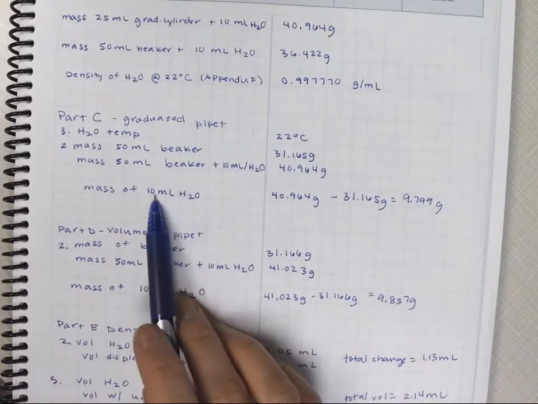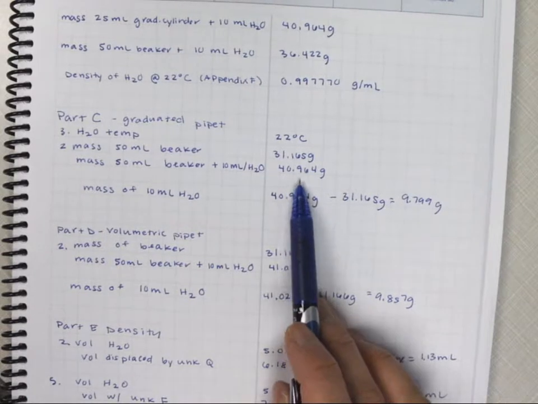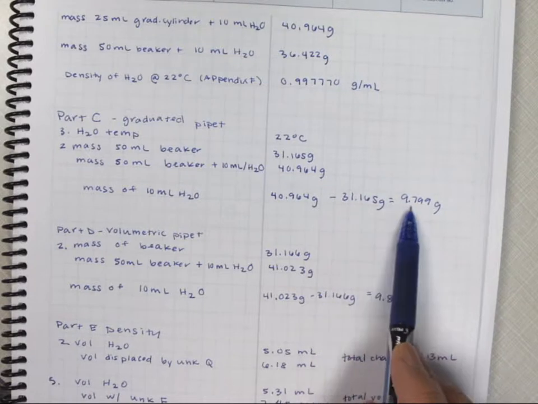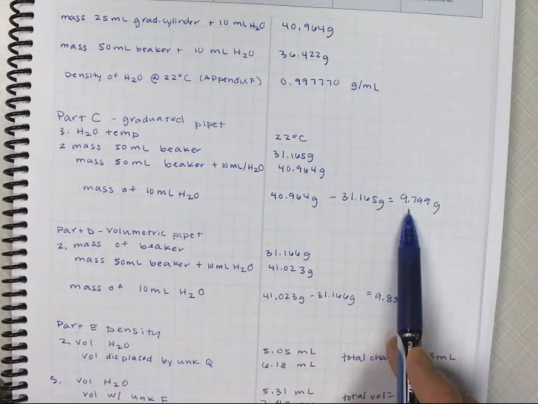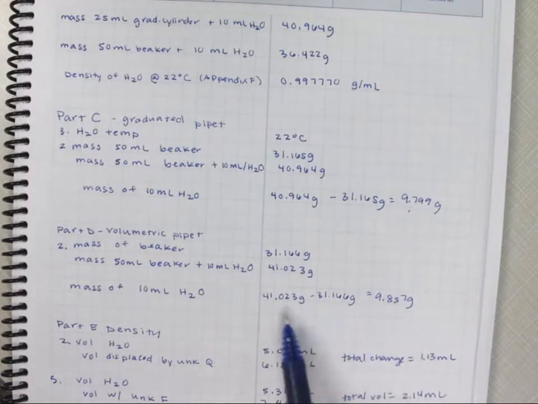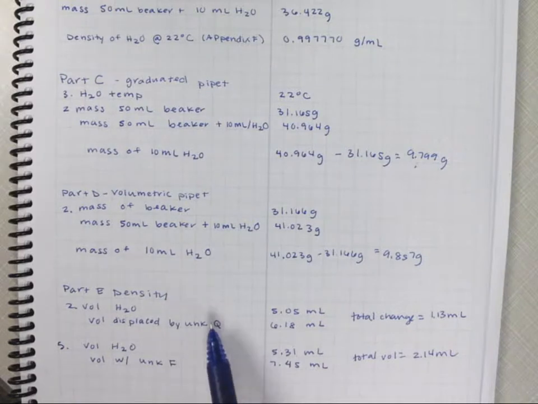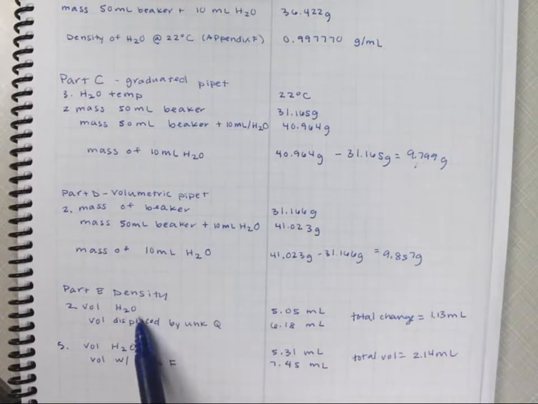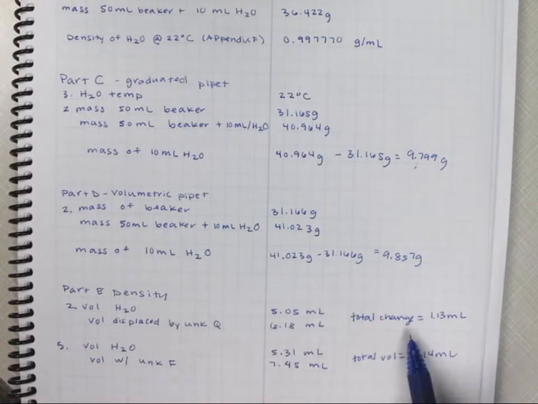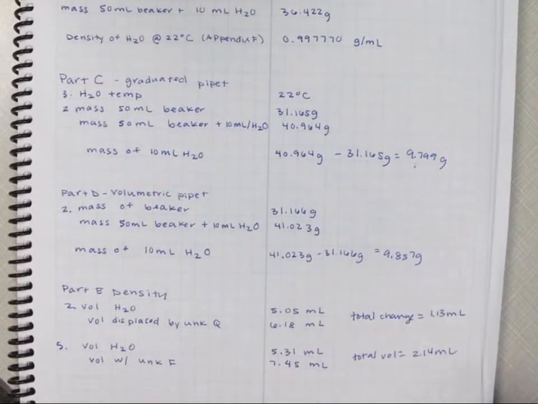So notice in between here I calculated the mass of the water, and that was just the mass of the combination of these two, the beaker plus water, and then you subtract the mass of the beaker. So my mass of water here was 9.799 for the graduated pipette and was 9.857 grams for the volumetric pipette. Then I have the density here, or part of my density measurement. So I had the volume of water in the graduated cylinder by itself, and then the change. So the total volume here is 1.13 mils, and for the other object was 2.14 mils.